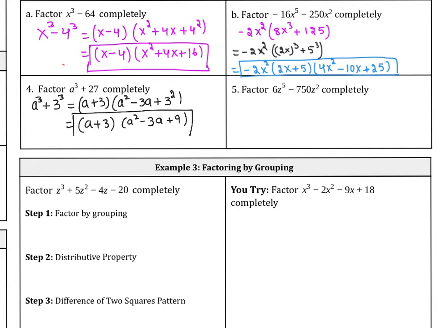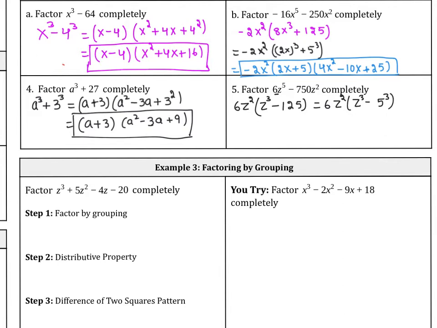Now for number 5, you can see that we have a common monomial in this case, and the common monomial for this one is 6z squared. Once you factor that out, what you're left with here is z cubed minus 125. Write it in the form of a difference of cubes. So that's z cubed minus 5 cubed.